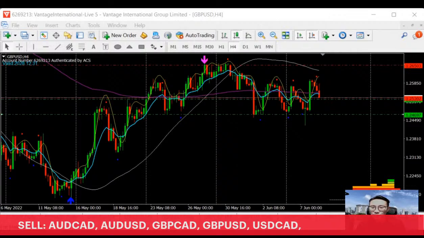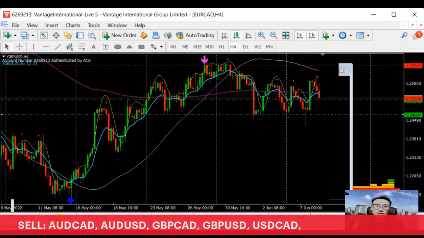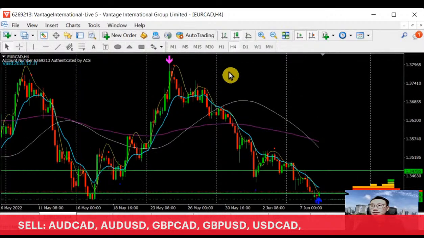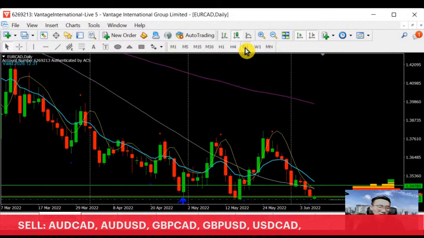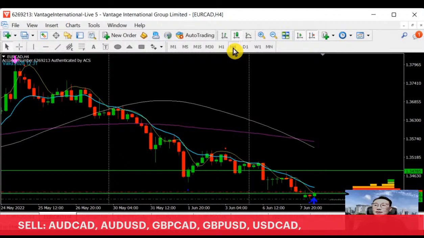Before I go, a buying opportunity in EuroCAD. Although I'm looking for buying, we have to look at the situation first. As we are closing the candle in the 30 minutes time, please don't touch. Hang on first.